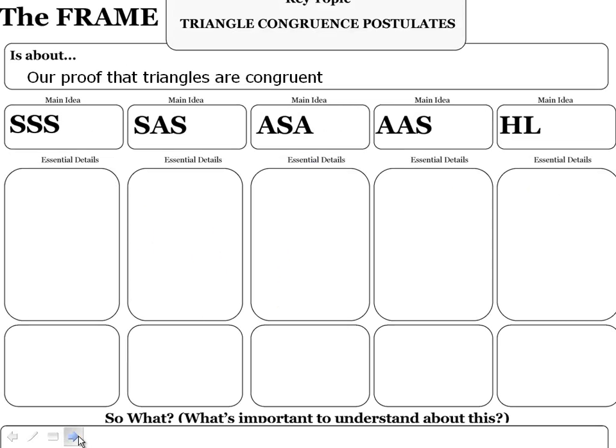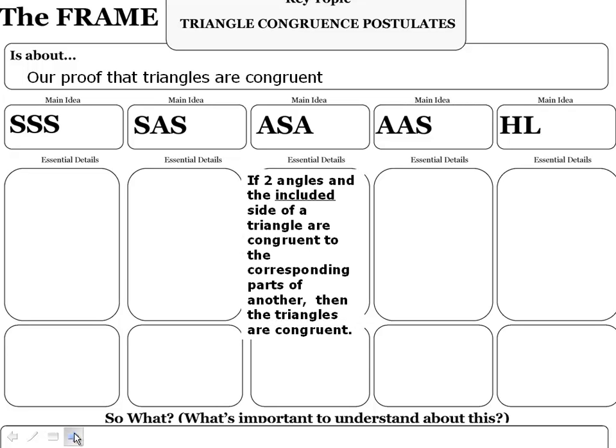Okay, let's try the next one. ASA stands for angle, side, angle. This tells us if 2 angles and the included side of a triangle are congruent to the corresponding parts of another, then the triangles are congruent. For a picture of this, I'll draw triangles like this. Let's say these 2 angles are the same, and these 2 are the same. So I've got my 2 angles, and I would need the side that touches both of those angles to also be congruent in order for this to be congruent by angle side angle.